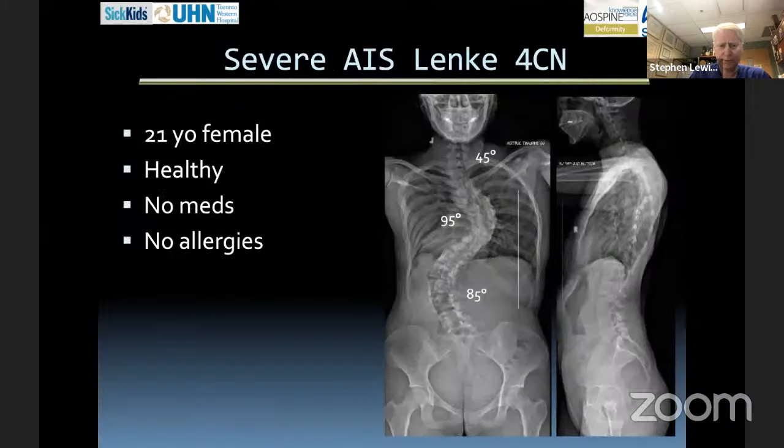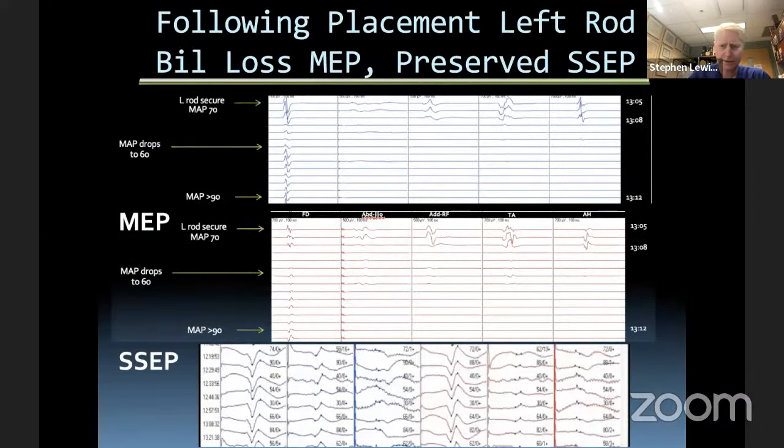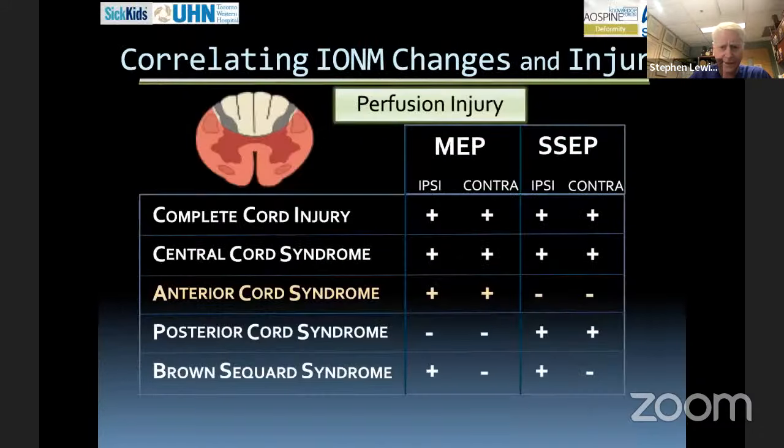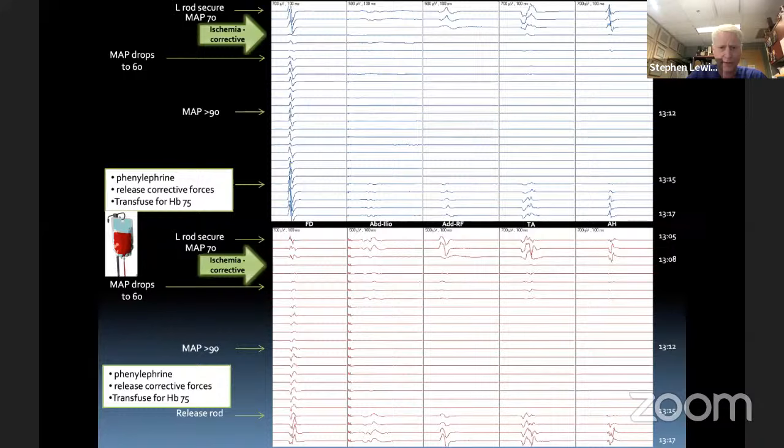Here's another one, a 21-year-old female with a large, quite stiff double major curve. She's a pretty healthy girl. So things were cruising along. We did our Smith-Petersen, we put our rod in, and you can see we just lost bilateral motor, and the SSEPs are perfectly intact. They tried to raise the blood pressure for us, but not much happens. And so this is a perfusion injury. We have bilateral MEP loss, SSEP is perfectly intact, and we're thinking that this is an anterior cord syndrome with a perfusion type problem.